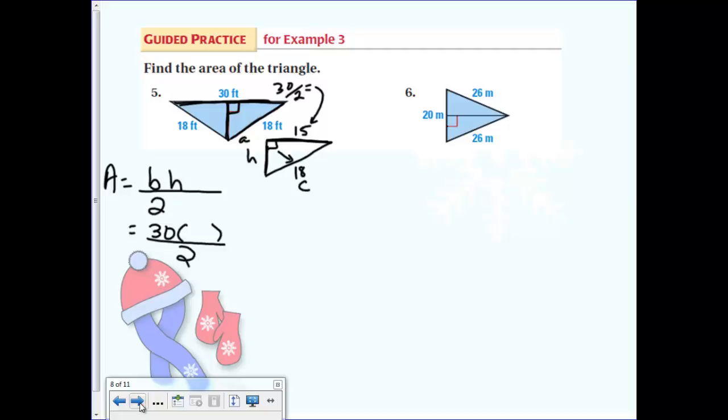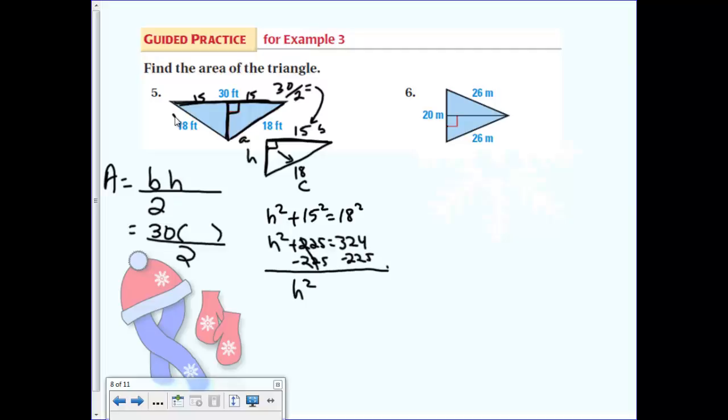Then we have our A, we have our B. So we have A squared plus B squared equals C squared. Simplify. 15 squared, 225, 18 squared, 324. Subtract. Those cancel. H squared equals 99. We square root. H equals, say it again.